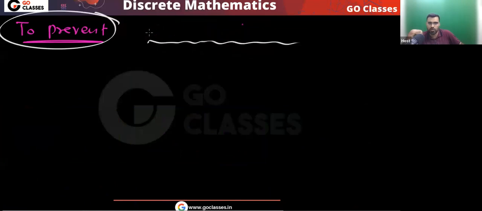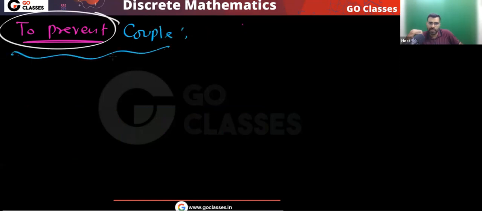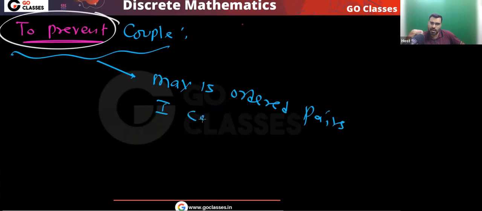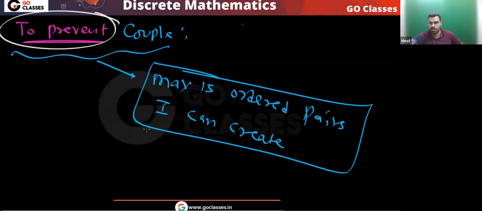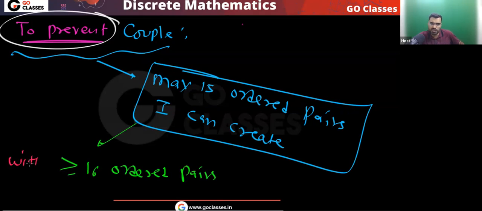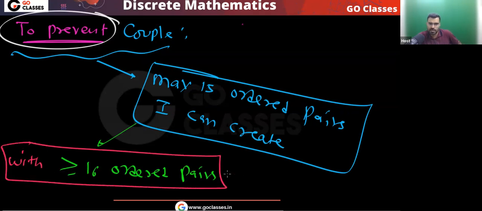So this is what I can do to prevent a couple. To prevent a couple, maximum 15 ordered pairs I can create. So it simply means that if you have 16 or more ordered pairs, a couple will definitely come. Definitely a couple occurs.